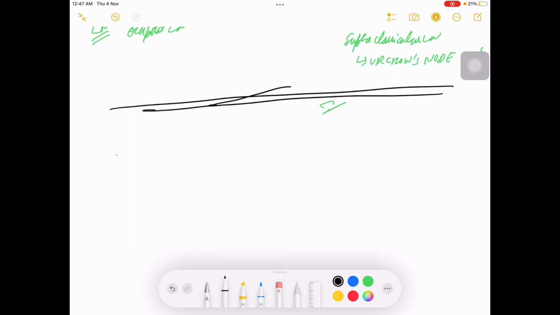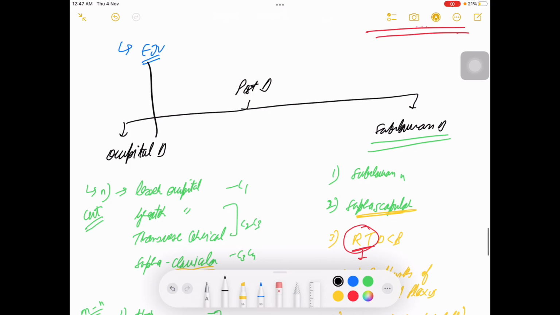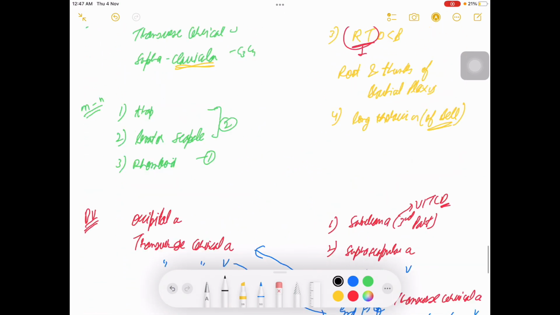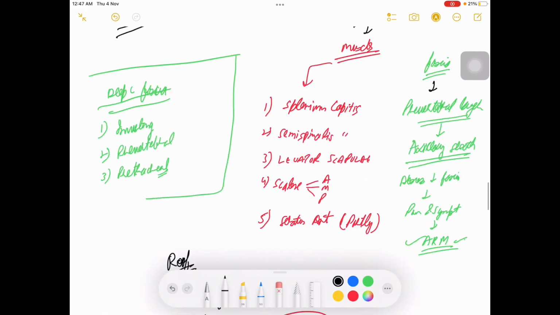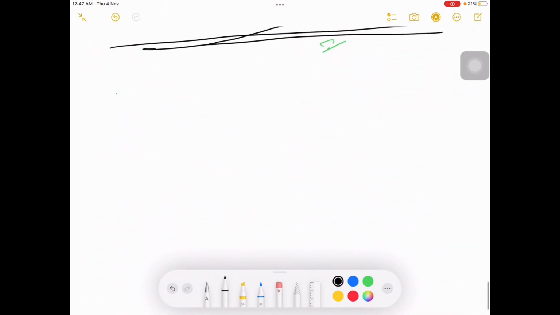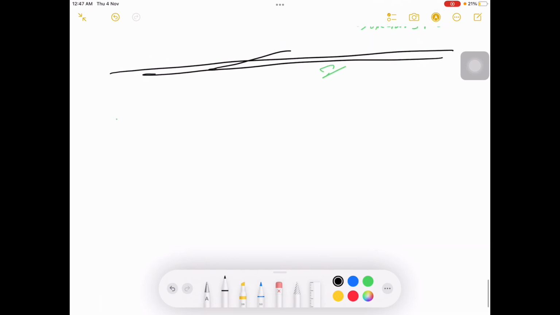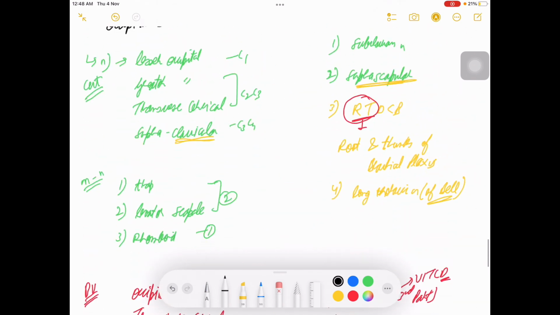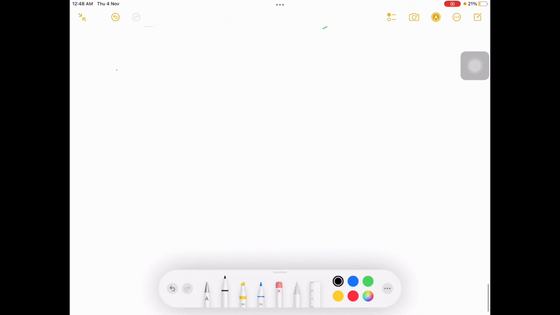So for your entrance exams you just need this much. Basically this comparison table is enough, and the boundaries of the posterior triangle are enough for entrance exams, but I'm just going into a little bit of detail in case someone wants to know a bit more. There's nothing much, I'm just going to talk about these four main nerves.